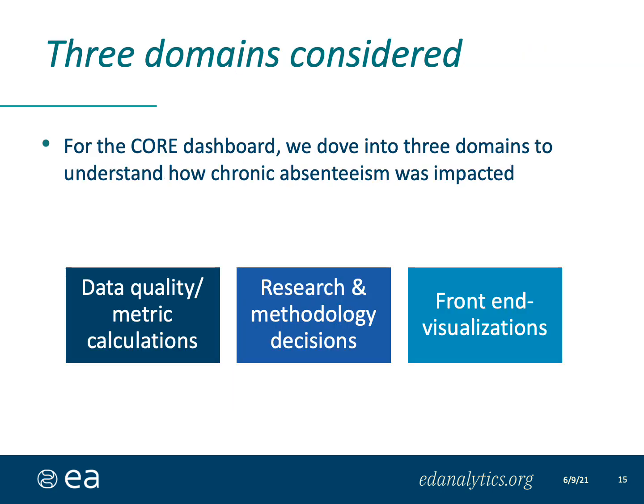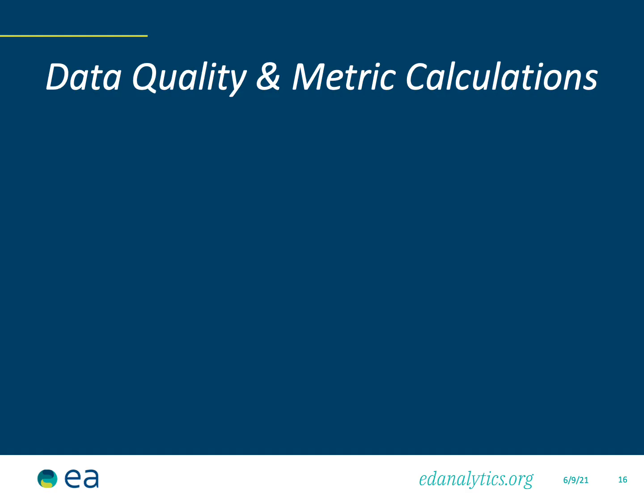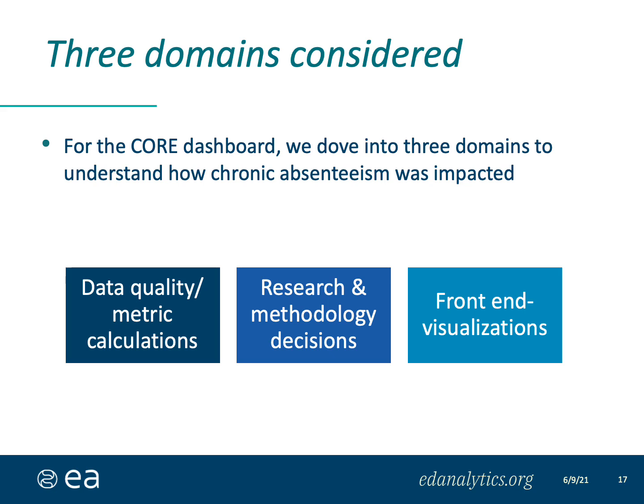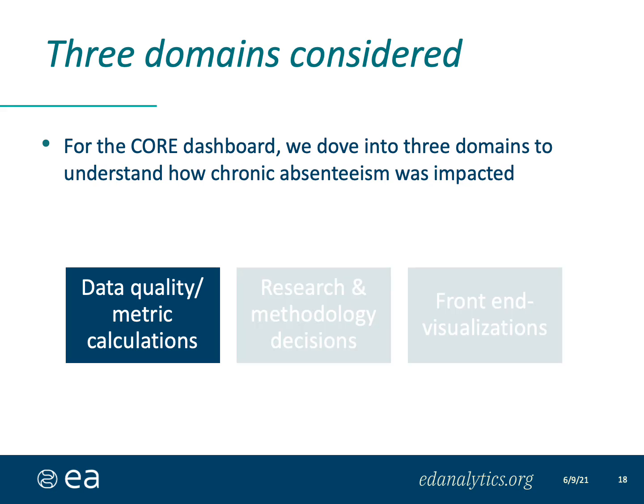In order to understand how COVID impacted the CORE chronic absenteeism metric for the 2019-20 school year, we focused on 3 major domains of review: data quality and metric calculations, research and methodology decisions, and the front-end visualizations of chronic absenteeism on the CORE dashboard. Today's case study will walk through each of these domains in more detail. First, we will focus on how we addressed data quality and metric calculations for chronic absenteeism.